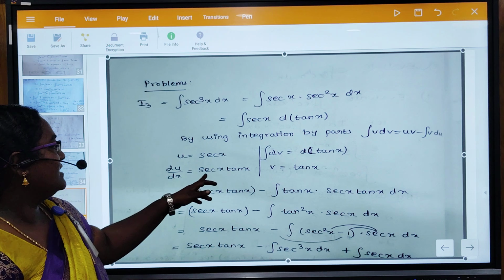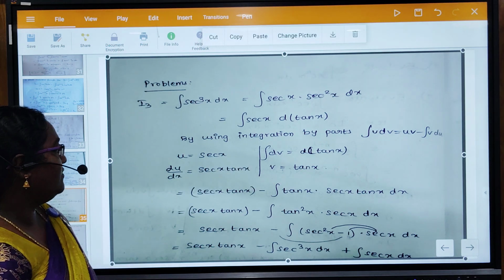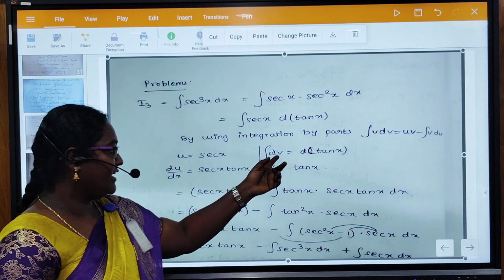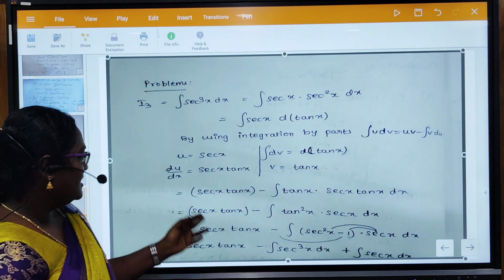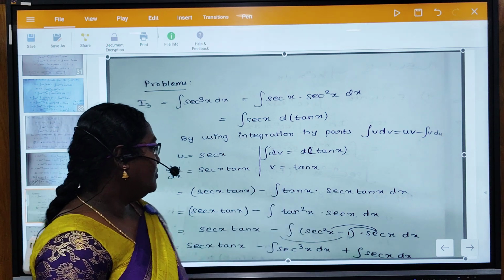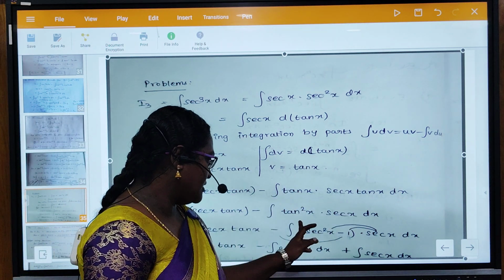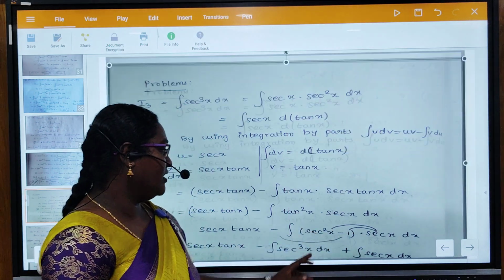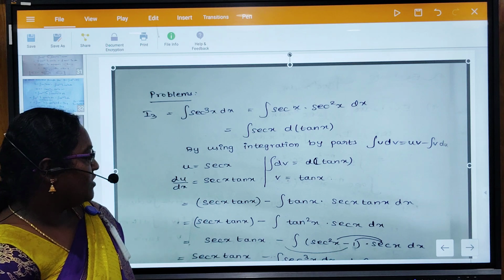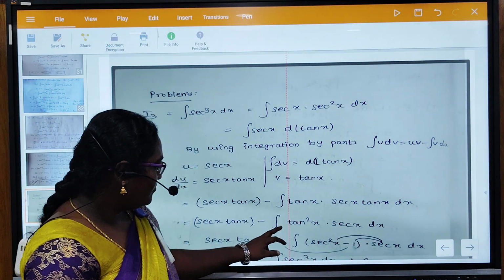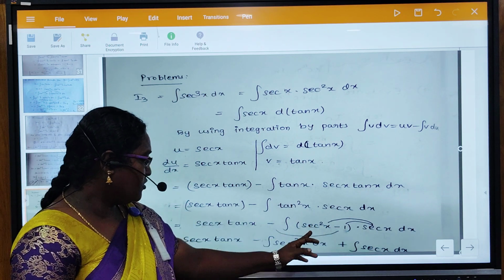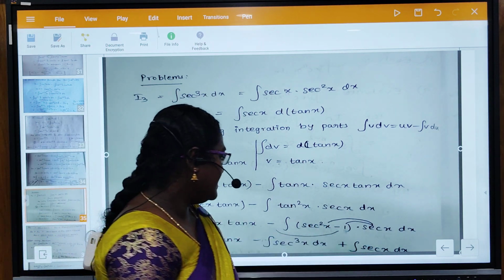So u we are taking as secant x and the remaining part as dv. The differentiation of secant x is secant x tan x, and when we integrate dv, v is equal to tan x. Substituting in the formula uv minus integral v du, we have this. Tan and tan becomes tan square x secant x. By the basic trigonometric formula, tan square x can be written as secant square x minus 1. So I am taking this secant x inside, and this becomes secant cube x dx minus secant x.